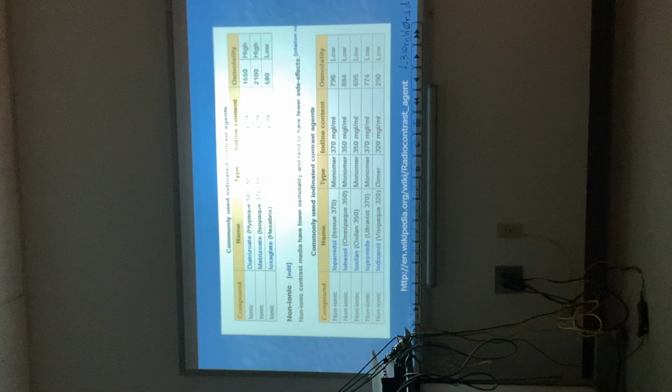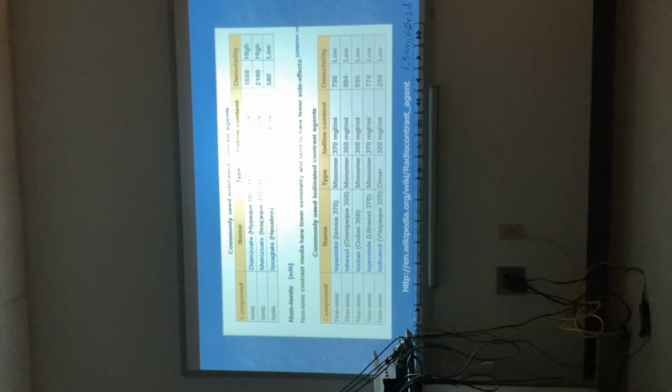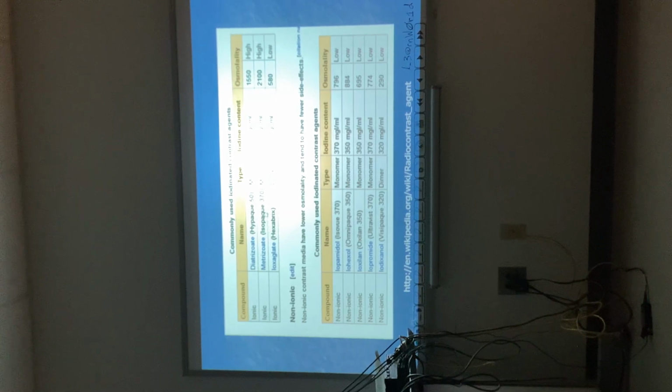both names, okay? The common name and then the generic name. So we're going to be more familiar with these terms that are in the parentheses, okay? That's what we typically go by. So out of these 3 types of ionic contrast media, the one we utilize the most is going to be isopaque, and that is a monomer type of contrast media.